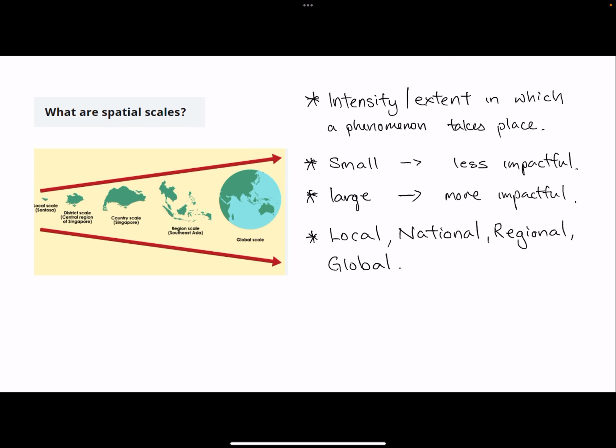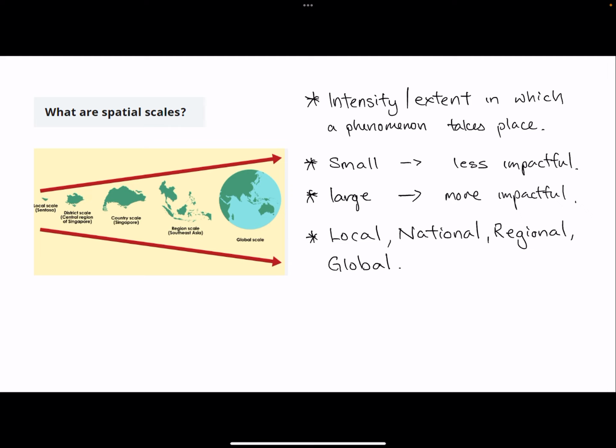So, spatial scales. Now, you've covered this in lower secondary geography as well. In lower secondary geography, we learn about scale, place, space, as well as the environment in our consideration of geographical concepts. So once again, scale is back to haunt us, right?